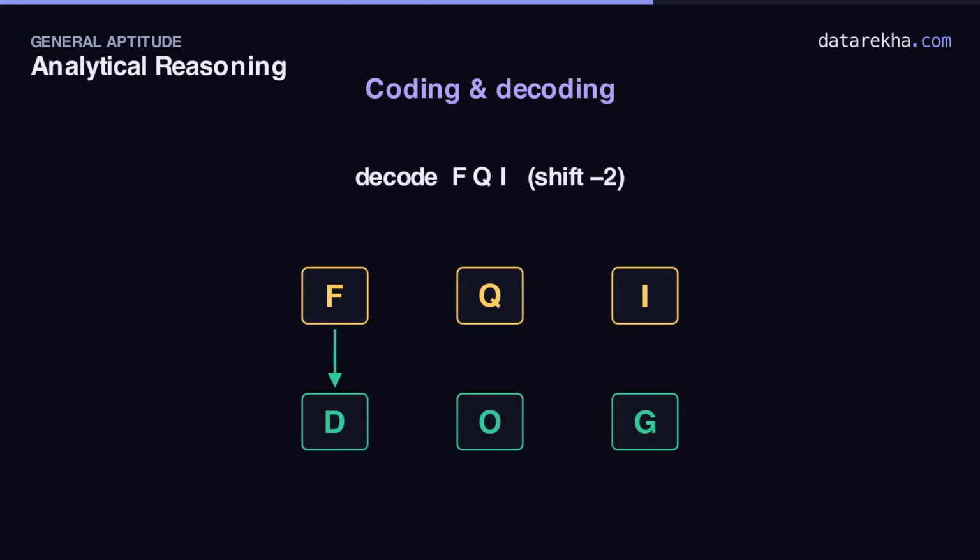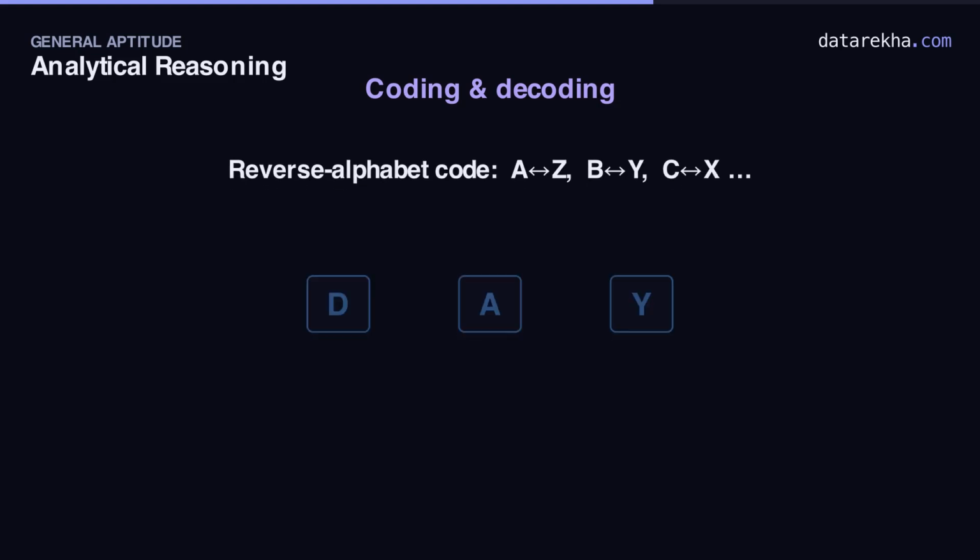Say the code is FQI. Shift each back by 2. F to D, Q to O, I to G. The hidden word is dog. Encode forward, decode backward. Not every code is a shift.